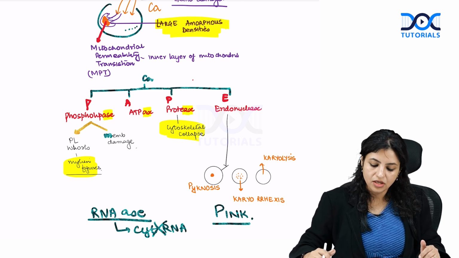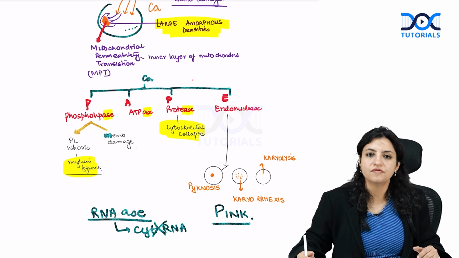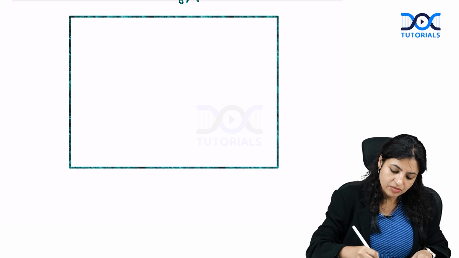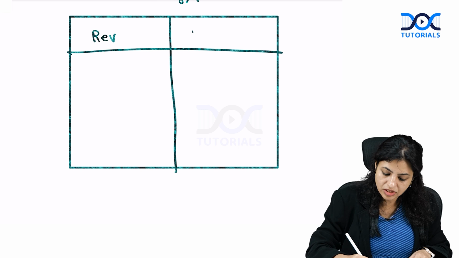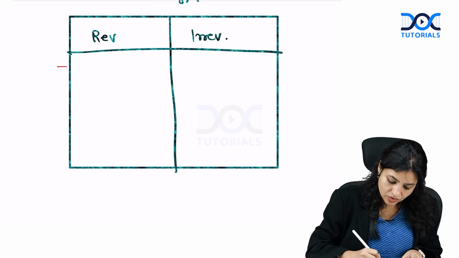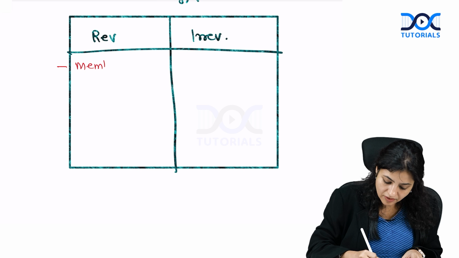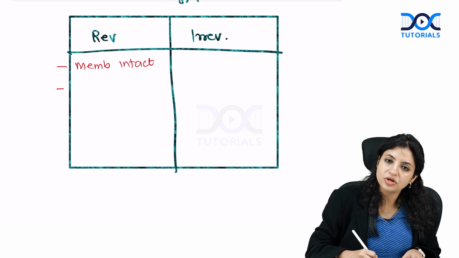Right, guys? Okay. So that is reversible and irreversible cell injury, which everybody should be very, very clear. If somebody is asking, what are the features of reversible versus irreversible cell injury? Remember, in reversible cell injury, the cell membranes have to be intact. This occurs because of stoppage of the pump.